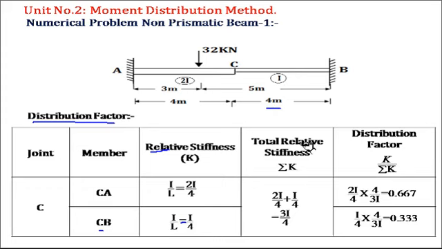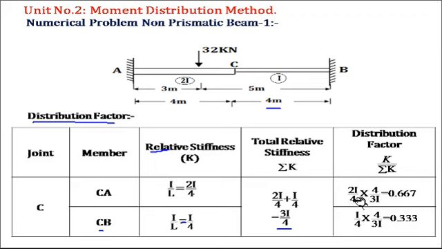Next we have to find out the total relative stiffness. Total relative stiffness is nothing but the addition of relative stiffness of the members connecting at a joint. So total relative stiffness will be the relative stiffness of member CA, that is 2I upon 4, plus the relative stiffness of member CB, that is I by 4. So total relative stiffness will be equal to 3I by 4. Now next we have to find out the distribution factor. Distribution factor is nothing but the relative stiffness of a member to the total relative stiffness at a joint.